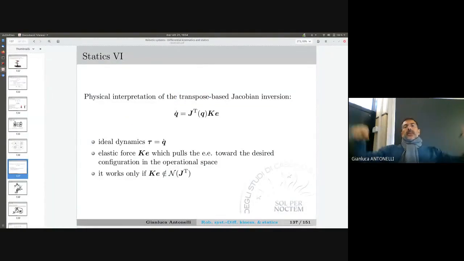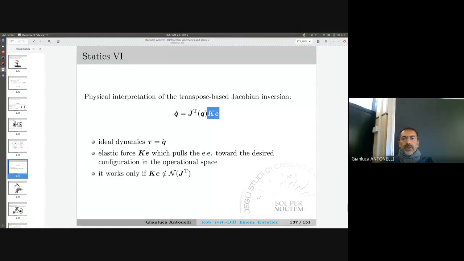So now I may try to understand the interpretation from the physical aspect of the transpose-based Jacobian inversion. I have a J transpose here, and I know that this represents the mapping from end effector linear forces and moments to the joint torques. It means that the right-hand side can be interpreted as a virtual force that is projected onto the joints. This interpretation of virtual forces will help us later on when we are going to develop the control algorithms in the Cartesian space.